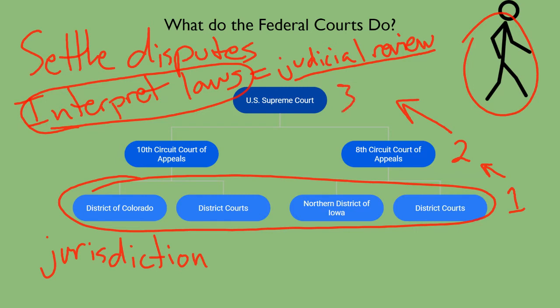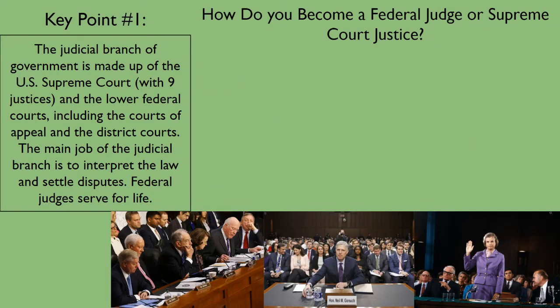The Supreme Court hears a very small percentage of total cases. There's thousands and thousands of cases that get filed down here in step 1. Some of those get up to step 2, and a very, very small percent of those cases make it all the way up to step 3. But that's the step system of the judicial branch, and that is what federal courts do. Okay, the most important things to remember from this slide is that courts settle disputes and interpret the laws, which is called judicial review.